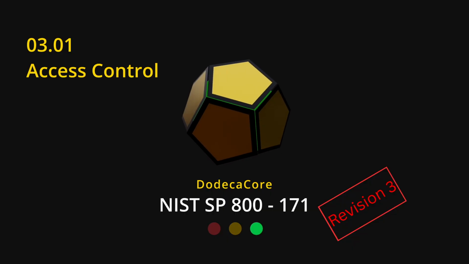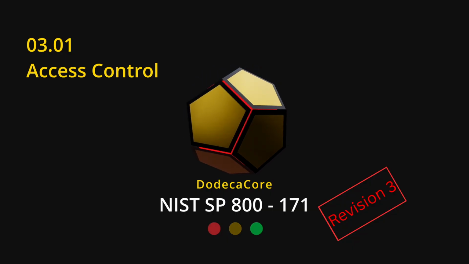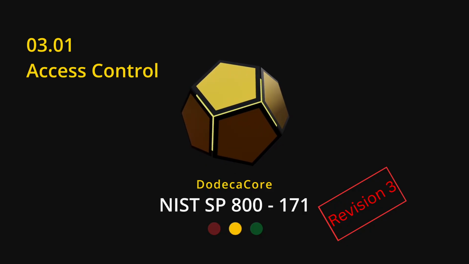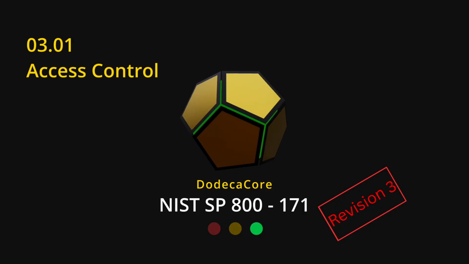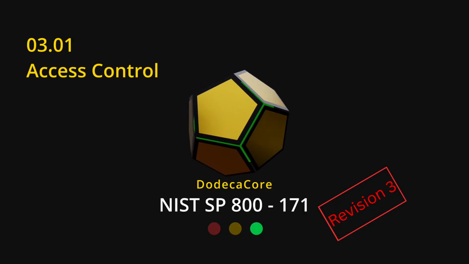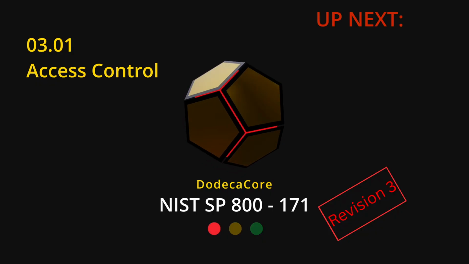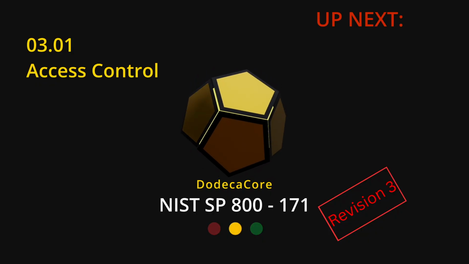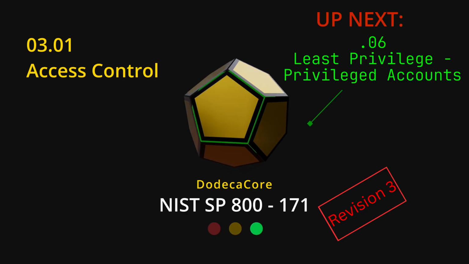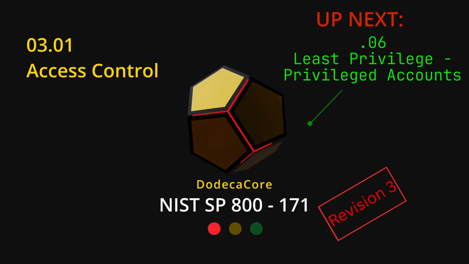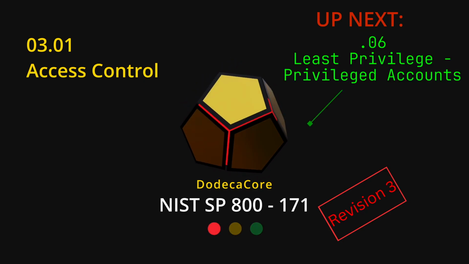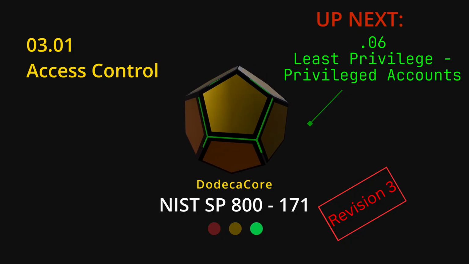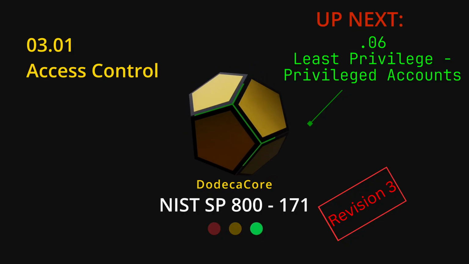The rule is simple. Grant only what's needed and nothing more. Every permission should serve a purpose, and every privilege should be earned. But what about accounts with elevated access, like admins or system operators? That's the focus of the next control. 3.1.6, Least Privilege, Privileged Accounts. We'll explore how to protect high-risk accounts and why separating privileged from non-privileged access is critical.